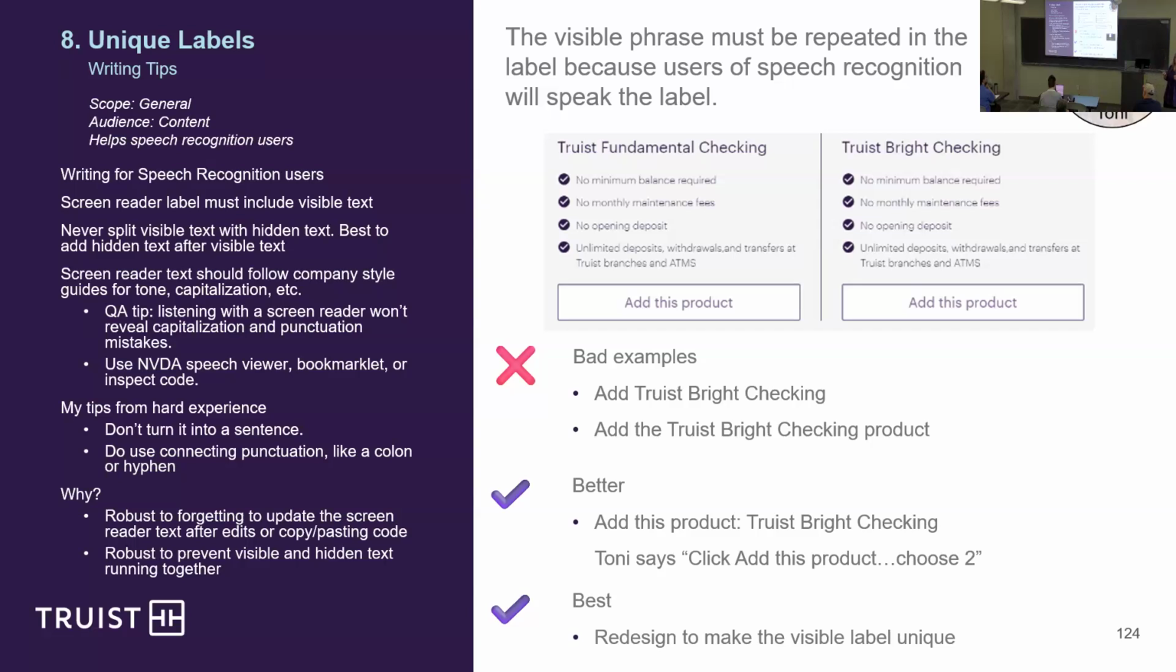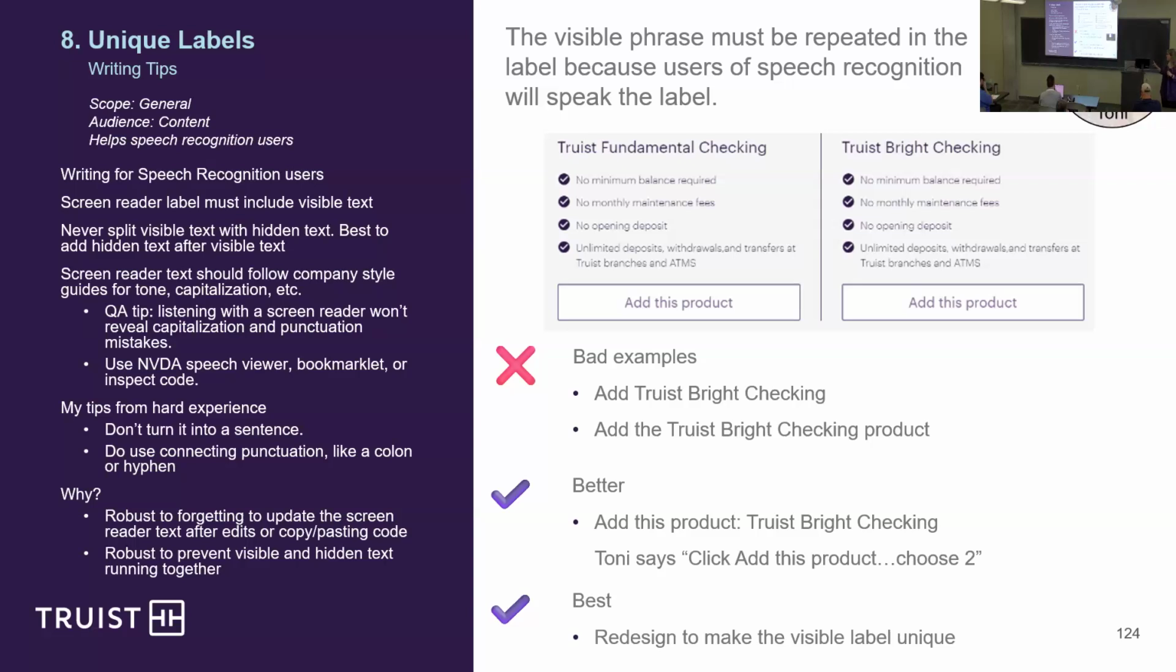This is going to be a problem for speech recognition users. So speech recognition users would say, "click add this product." And then it's going to paint numbers on the page, and it'll paint 1 on the first one and 2 on the second one. And then they'll say something like "click 2," and it clicks the second one. So you have to have the visible text. That phrase has to be part of the label, and you really should make it the start of the label. And so everything else we add after.